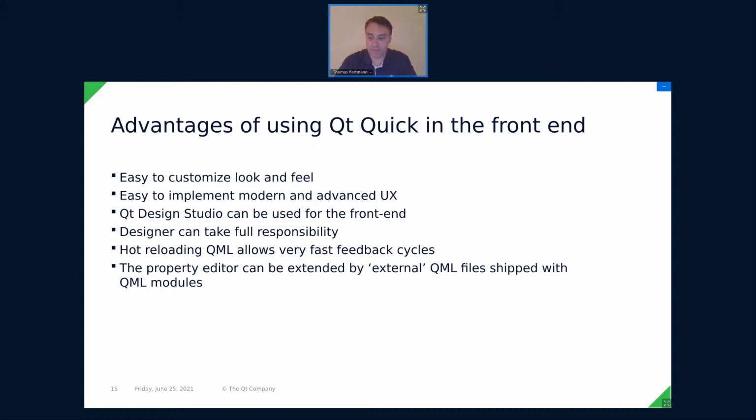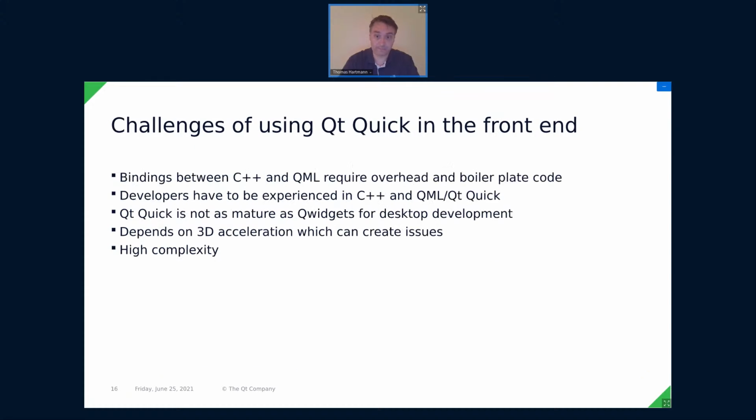So you press one button, and then you can test a different behavior or different size, or one bug is simply fixed, no recompile, nothing. Another very powerful feature is that the property editor, for example, can be extended with external QML files that come or are shipped with QML modules. So it makes the property editor very extendable from the outside without having to write C++ plugins or anything like that. You can just basically write a QML file that extends the property editor for a specific file type.